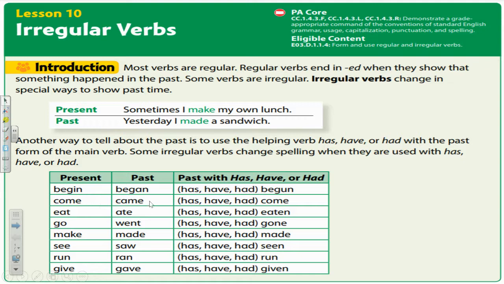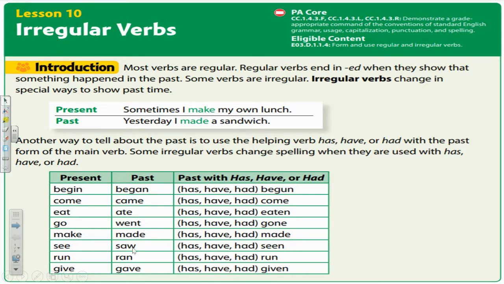Come becomes came in the past tense, and then you would use has, have, or had come. Eat becomes ate, but if you use has, have, or had, it would be eaten. Go becomes went, but has, have, or had would be gone. Make becomes made, but with has, have, or had, you stick with made.